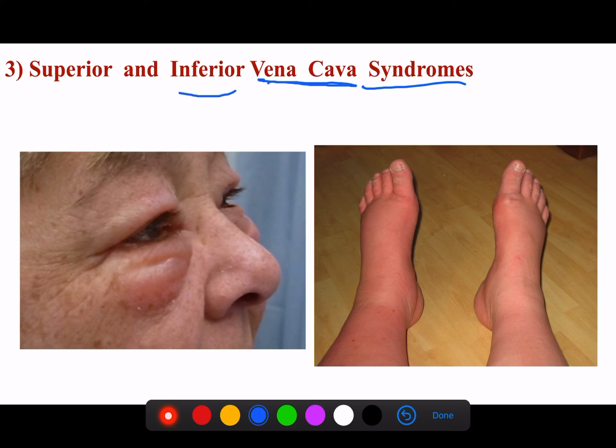In the superior vena cava problem, the edema appears in the neck and head. In the inferior, ascites and leg edema appear, like nephrotic syndrome.